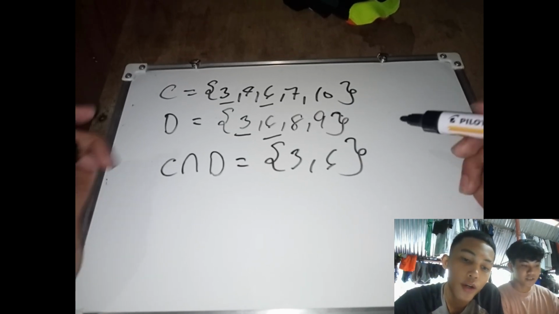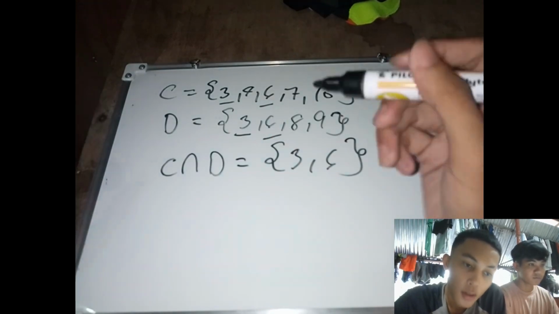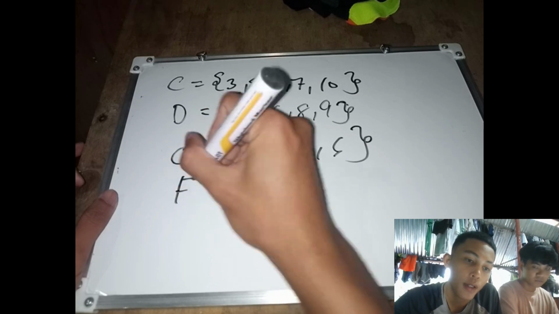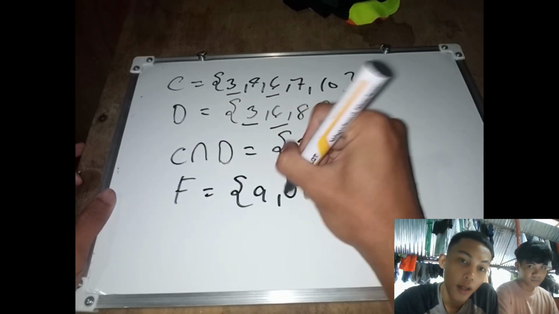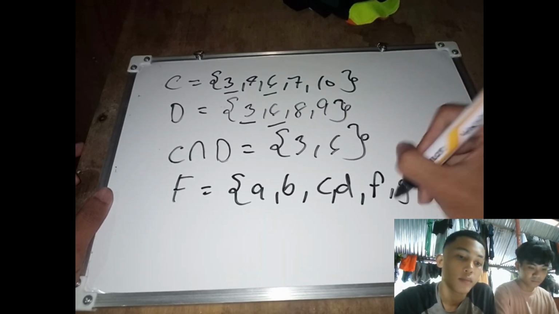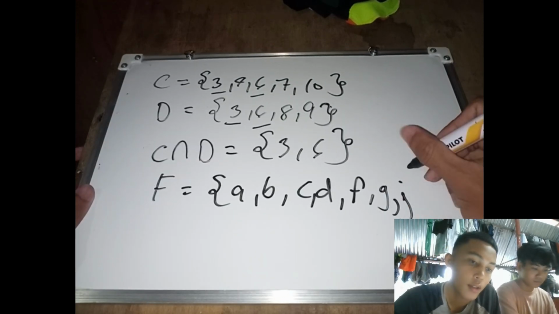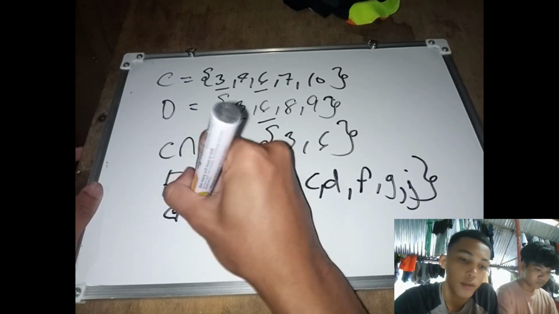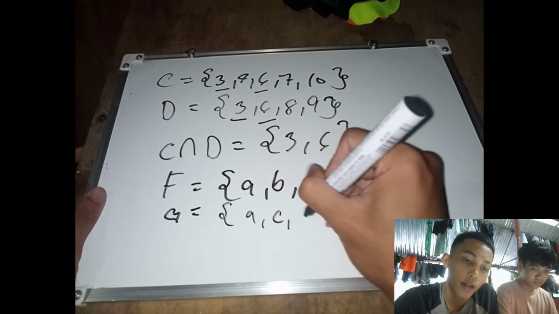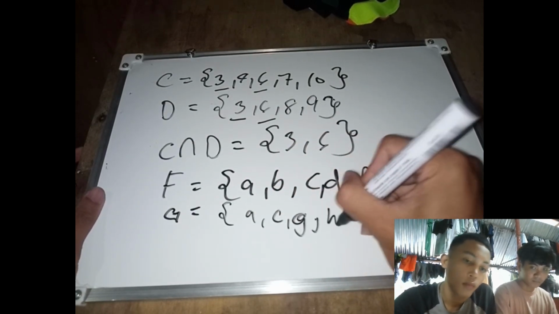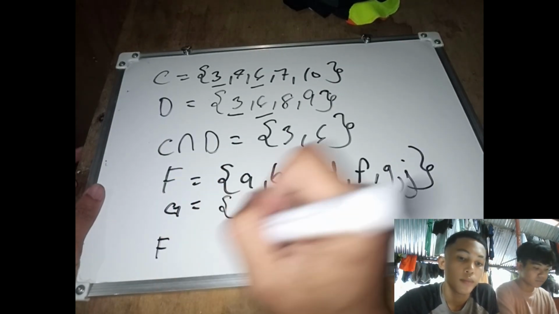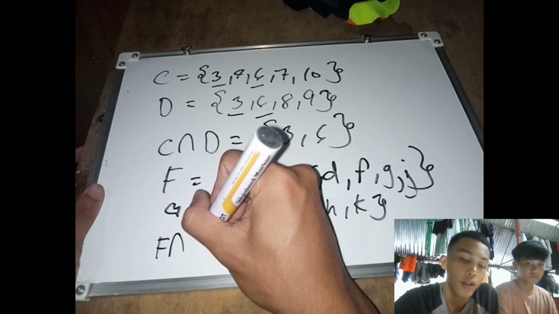Let's try another example. Let's say set F contains the elements A, B, C, D, F, and G. And set G contains the elements A, C, G, H, and K. So, what is the intersection between sets F and G? Feel free to take a minute and try.